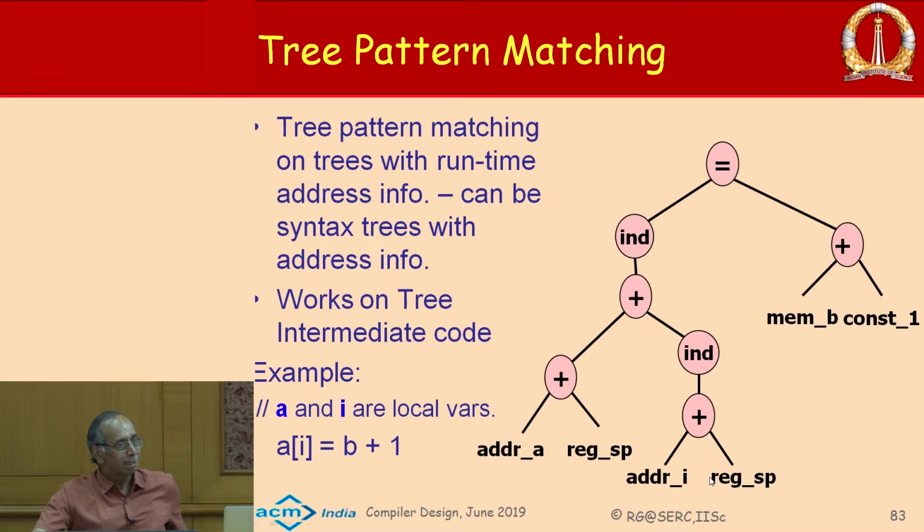We are using the stack pointer to calculate the address of A and also the address of I. So why do we have the stack pointer as two different leaf nodes? Why not put this as one leaf node?